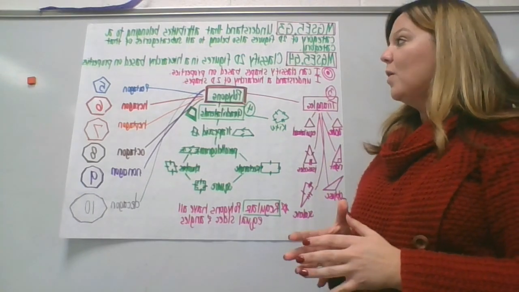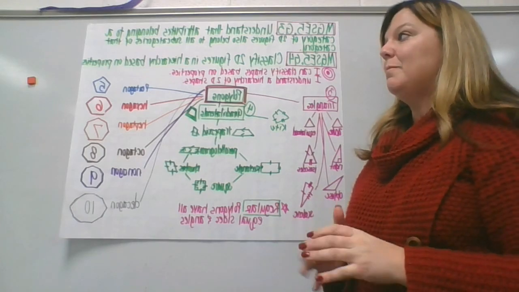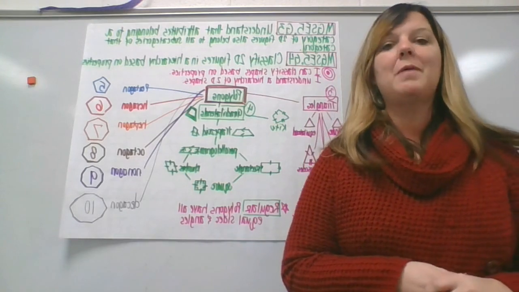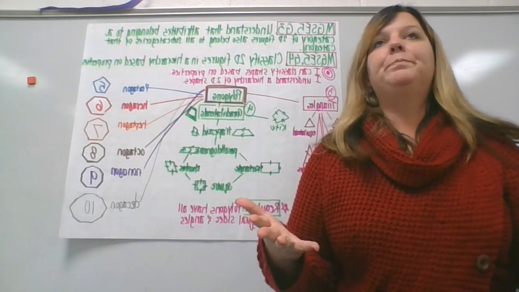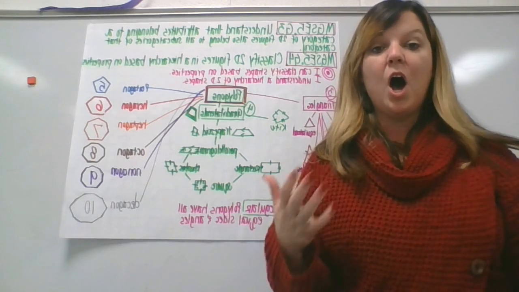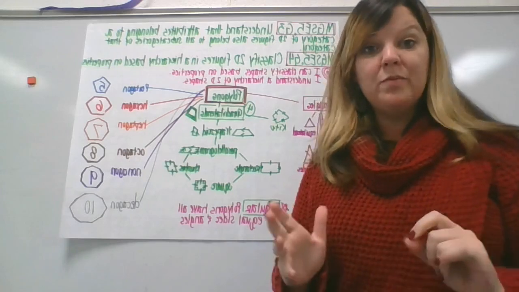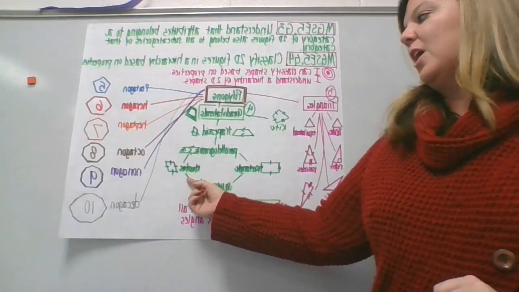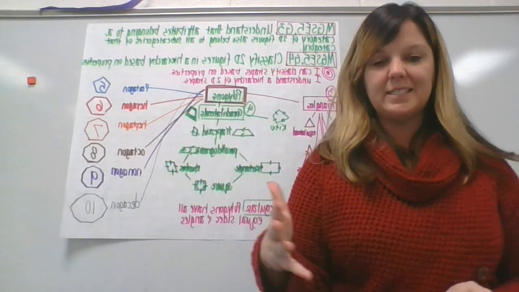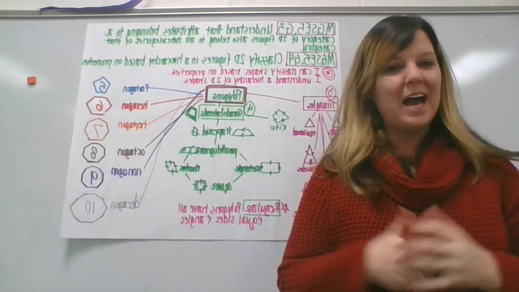But 5G4 says that you can classify 2D figures in a hierarchy based on properties. So if I tell you that a shape has four sides, they're all equal, but it has no right angles, you could figure out that that shape is a rhombus. A rhombus has four equal sides, but it does not necessarily have any right angles.